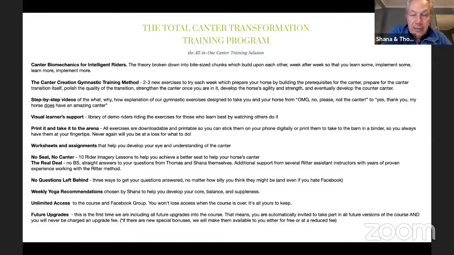All the exercises are also on PDFs, so you can download them and print them. They're graphics, they're text explanations, and you can print them, take them to the arena, or you load them onto the phone and take them with you there. Then you can whip out the phone when you're riding and look at it, and it's like, okay, where do I need to go now?